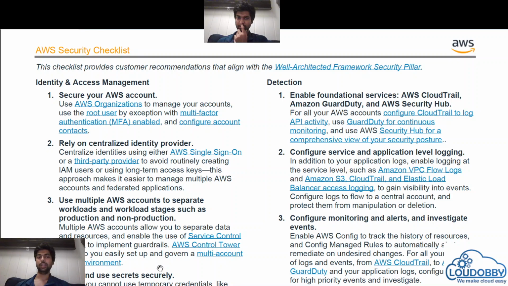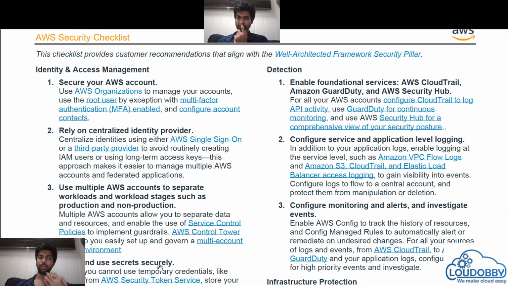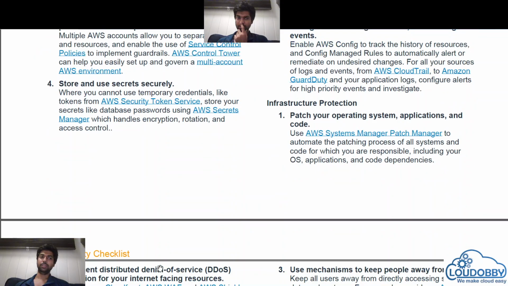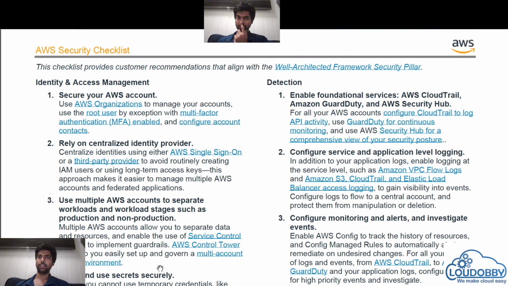AWS offers the AWS Security Token Service, where you can use temporary credentials. You can use the credentials from AWS Security Token Service and store them in AWS Secrets Manager. Secrets Manager will by default encrypt, and apply a password rotation policy, like every 30 days you have to change your tokens, and access control. So AWS offers the service called AWS Secrets Manager to store your secrets in encrypted format, right? So we have seen these four key points in IAM.